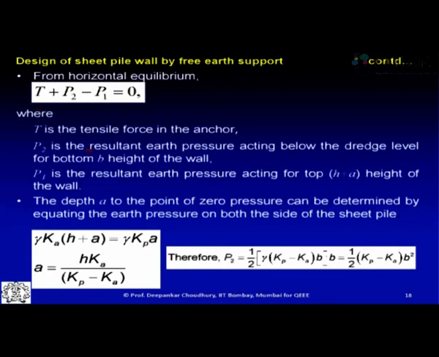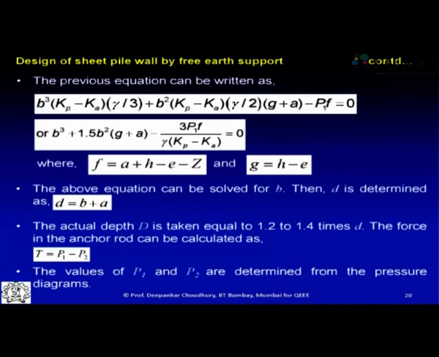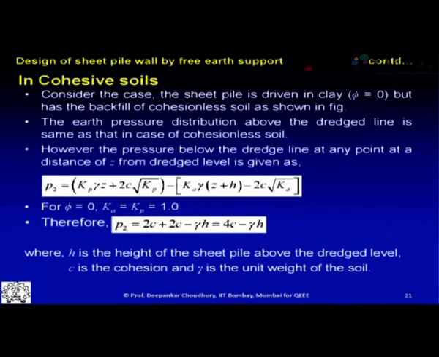And then we have applied this equilibrium condition. This is the force equilibrium, and from moment equilibrium we get the distance. So this is the moment equilibrium from where we get the distance, and then finally we solve to get the value of embedment depth for the sheet pile as well as the anchor tension or anchor load, that is how much load the anchor has to support.